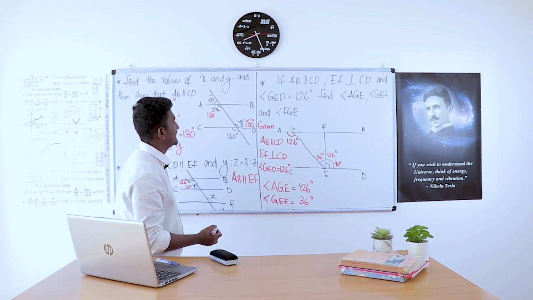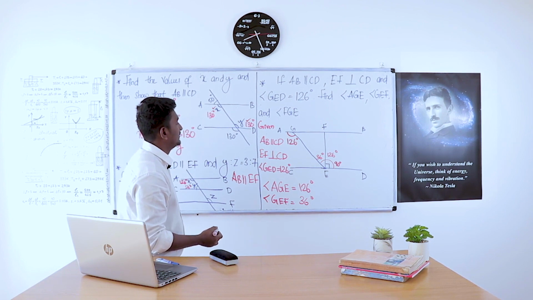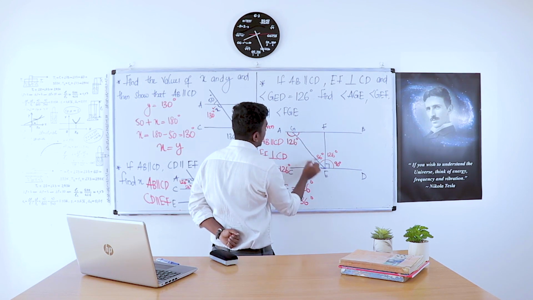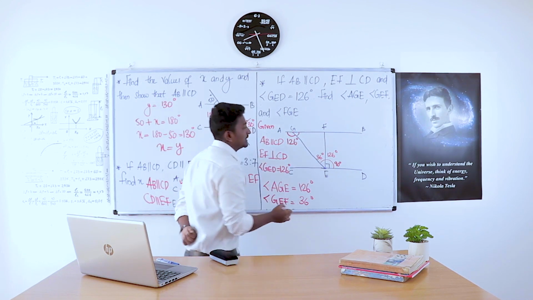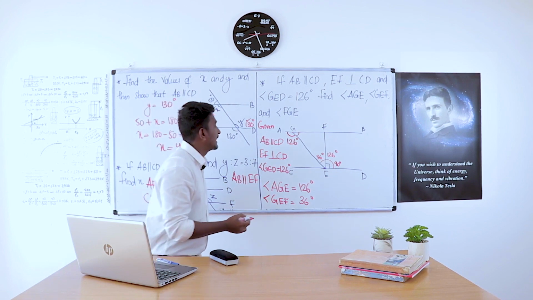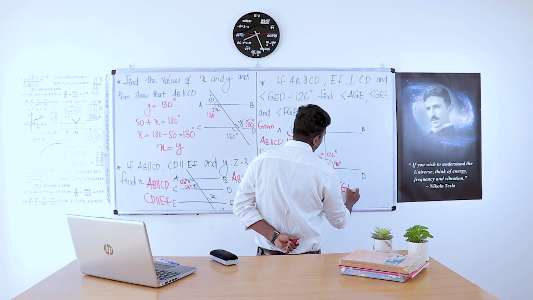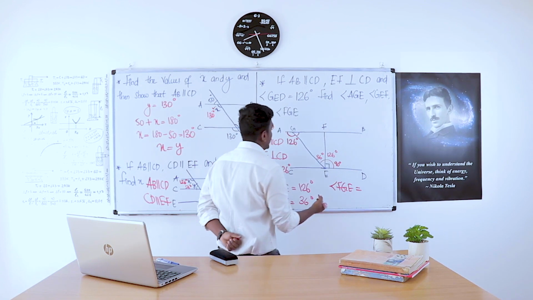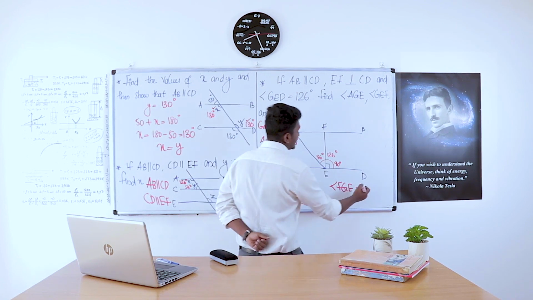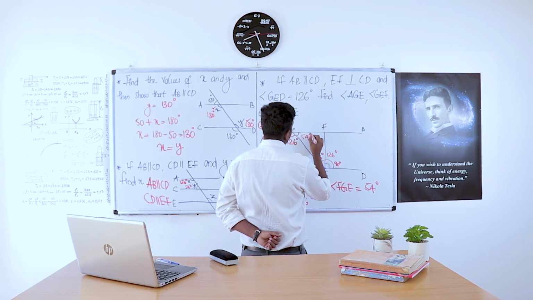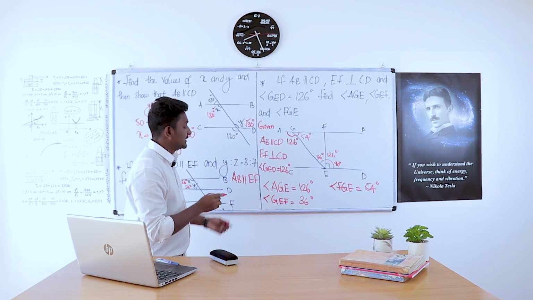Now, the third one is FGE. We have to find FGE. Angles AGE and FGE together form a linear pair. Therefore, angle FGE is equal to 180 minus 126, that is 54 degree. Now we got all the answers in this question.